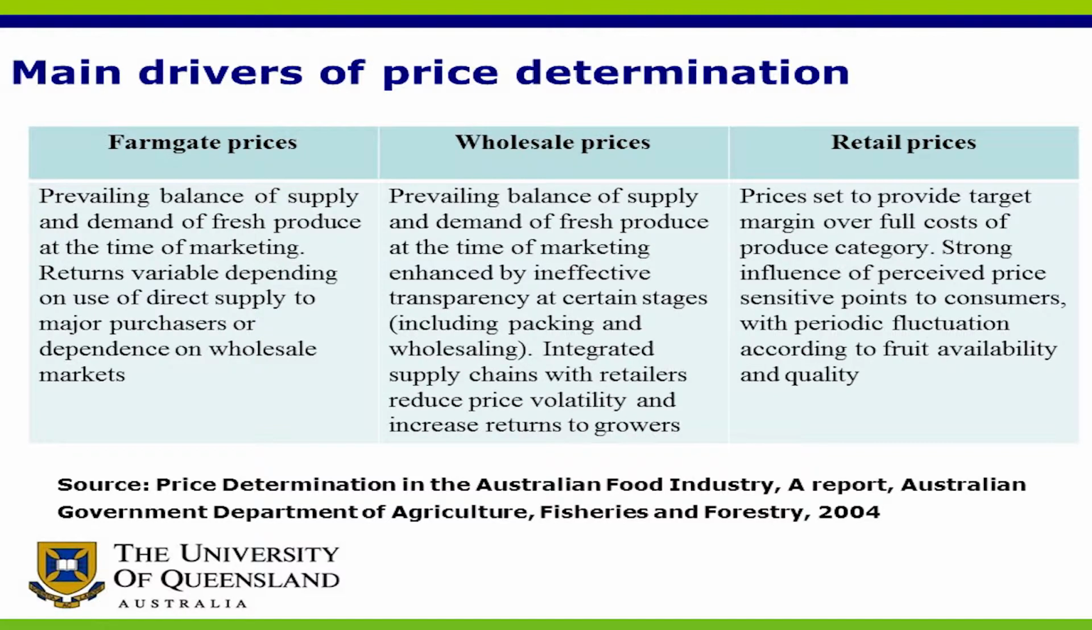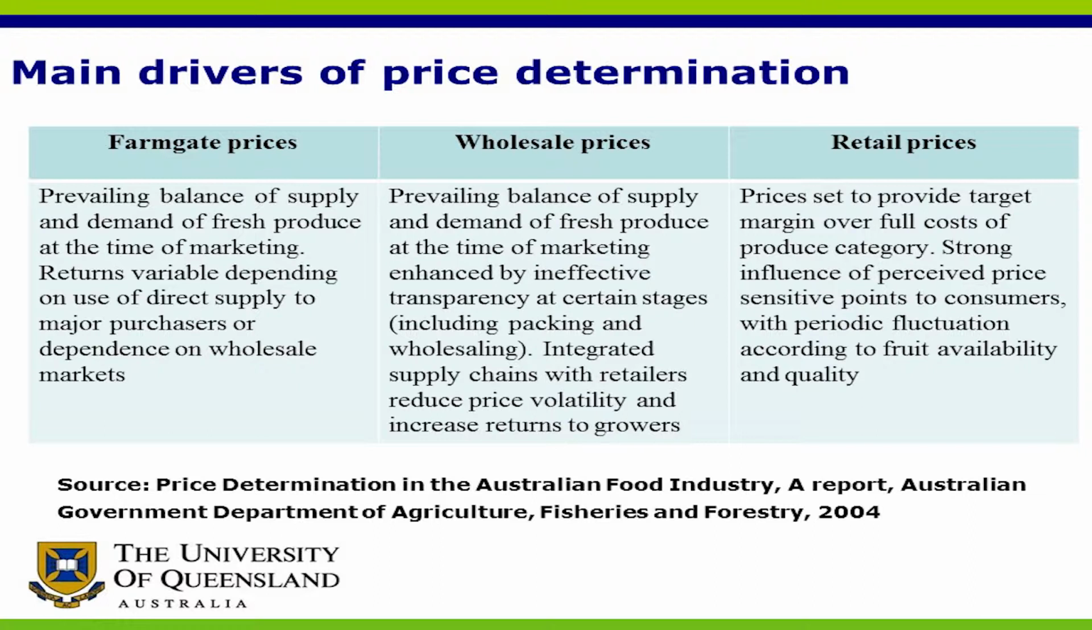A report prepared by Whitehall Associates for the Australian Department of Agriculture, Forestry and Fisheries outlined the main drivers setting prices in the fruit and vegetable supply chain. Farm gate prices are driven by the prevailing balance of supply and demand of fresh produce at the time of marketing. Returns will be variable depending on the use of direct supply to major purchasers or dependence on wholesale markets.